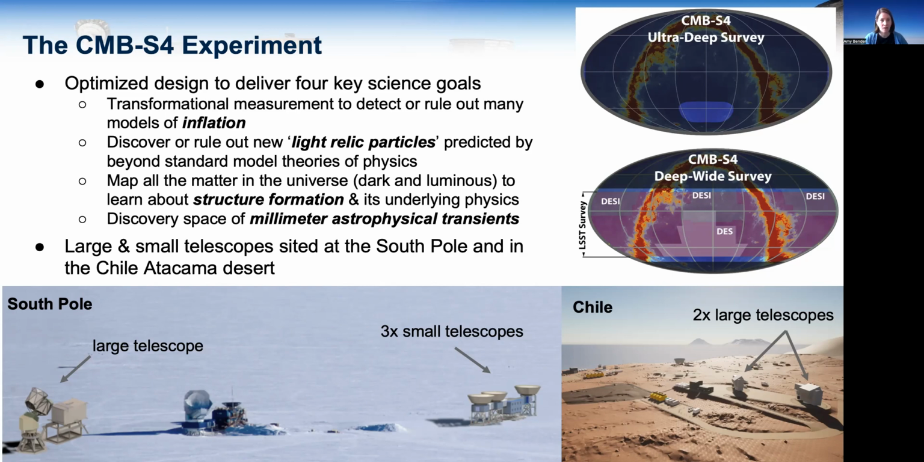And these 4 science goals lead us to a design that includes both large and small telescopes sited at the South Pole, as you see down here, that will focus in on a smaller patch of sky that we refer to as the Ultra Deep Survey, and then 2 large telescopes sited in Chile that will map a large fraction of the sky, about 60%, to do, for example, some of this matter mapping and astrophysical transient searches.